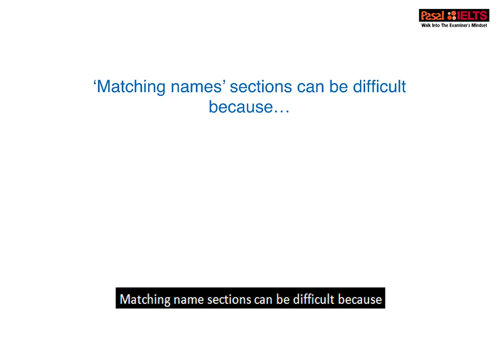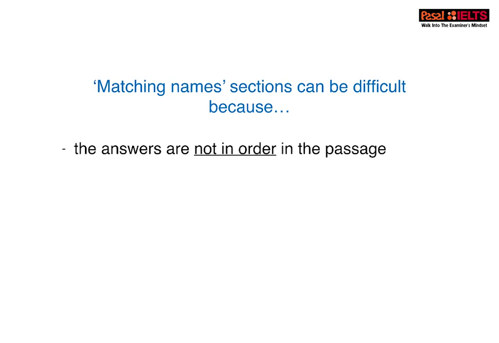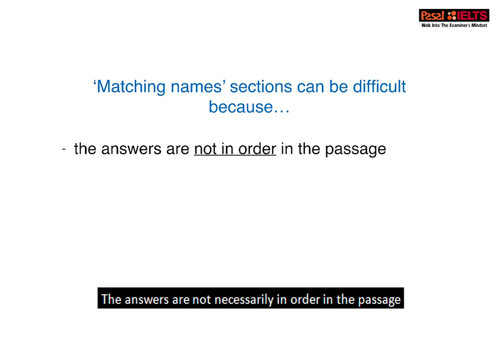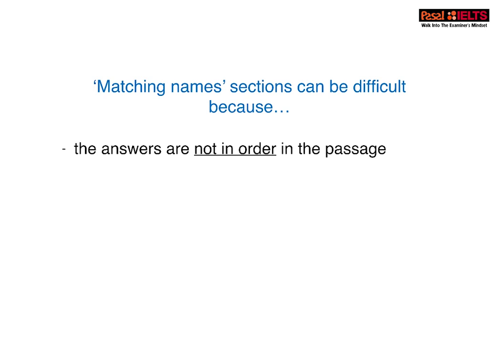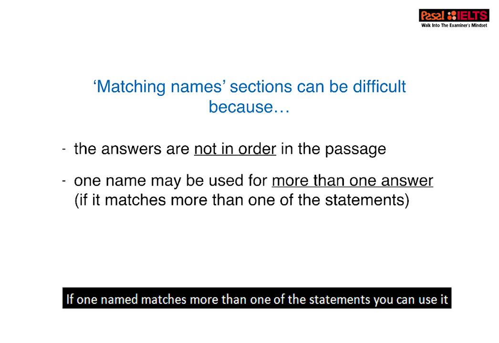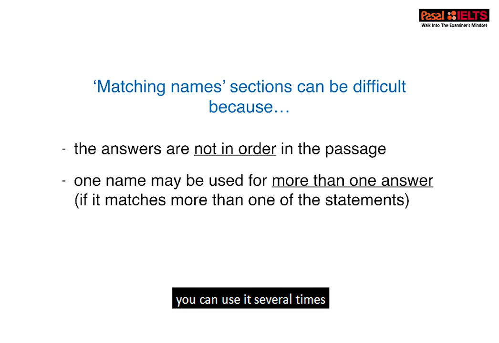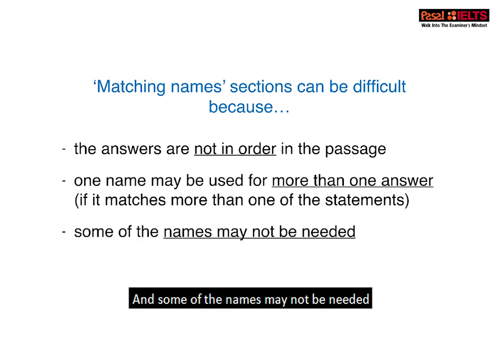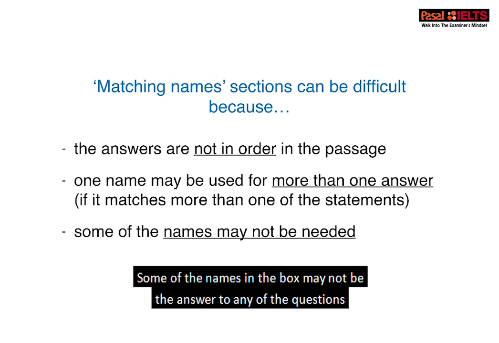Matching names sections can be difficult because the answers are not necessarily in order in the passage. One name may be used for more than one answer. If one name matches more than one of the statements, you can use it several times. And some of the names may not be needed. Some of the names in the box may not be the answer to any of the questions.